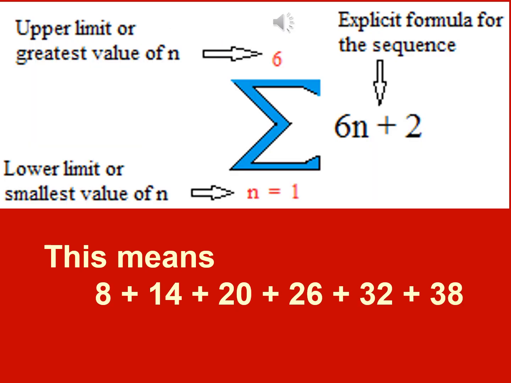And here's a different example, but the same basic thing. The n equals 1 at the bottom and 6 at the top are telling you that we're going to add up 6 different numbers. And I get those numbers by plugging in 1, 2, 3, 4, 5, and 6 into the formula 6n plus 2. So 6 times 1 plus 2 will be 8. 6 times 2 plus 2 is 14, and so forth. You add up 8 plus 14 plus 20 plus 26 plus 32 plus 38.